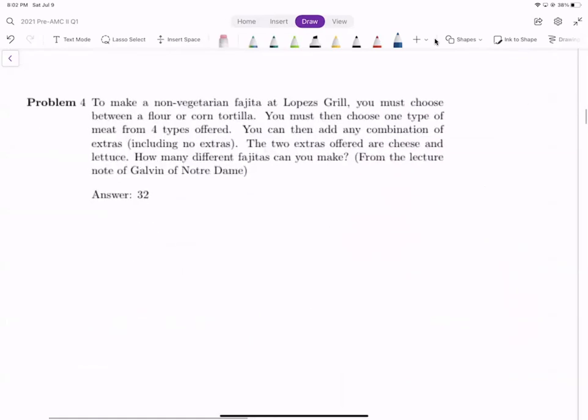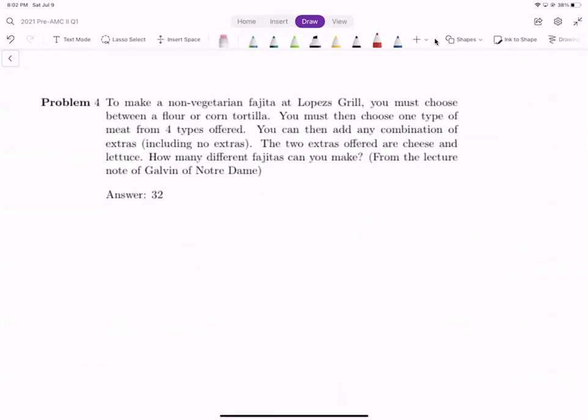Question number 4. To make a non-vegetarian fajita, right? So this is the task. The task is to make a fajita at a low-pass grill. You must choose a flour or corn tortilla. You must then choose 1 type of meat from 4 types offered. You can then add any combination of extras, including, okay, I don't want an extra, which is fine.